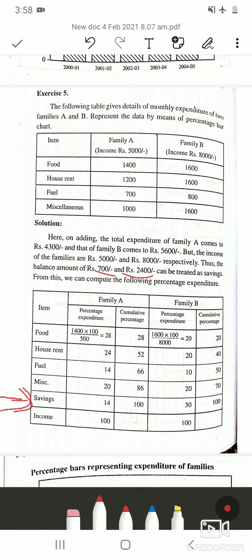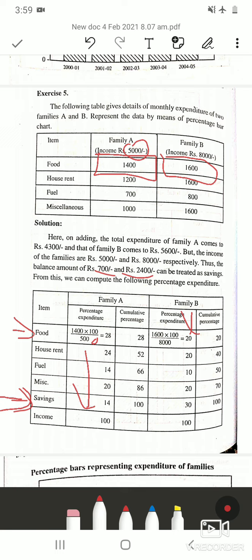What we do in percentage expenditure is take the given value into 100 divided by the total value. Here the total value is 5000 for family A. So for food, the percentage expenditure is 1400 into 100 divided by 5000, which turns out to be 28. And for family B, similarly find the percentage expenditure, which will be 1600 into 100 divided by 8000, which turns out to be 20. Similarly find percentage expenditure for all.